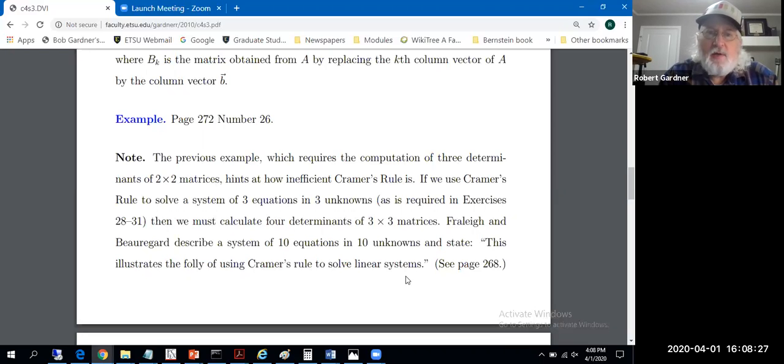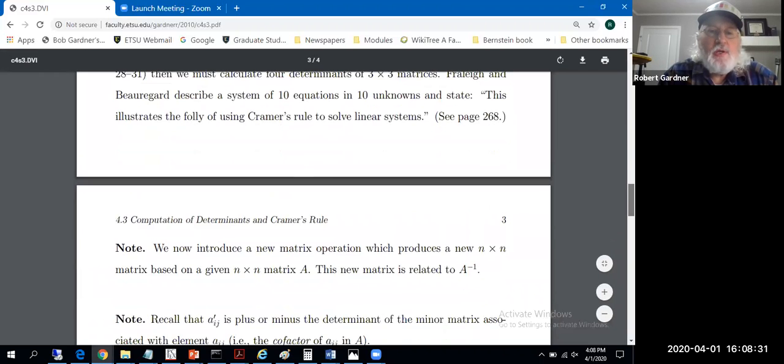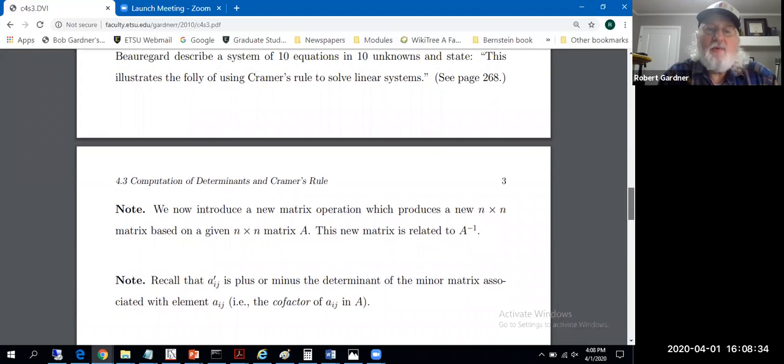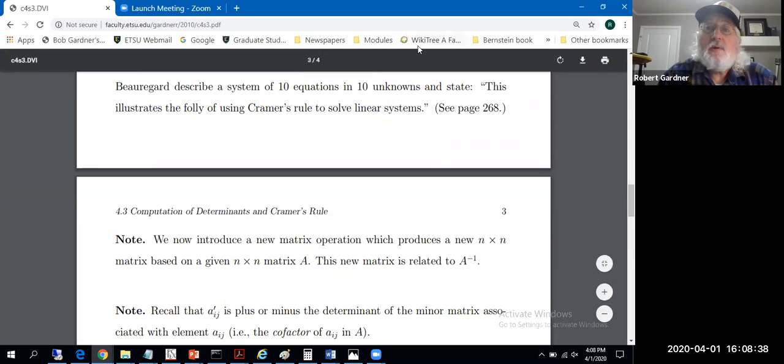Now let's end right there briefly, and I'll do a part 2 to this section, and we'll pick up with some other things, something called an adjoint of a matrix. So I'll see you shortly.